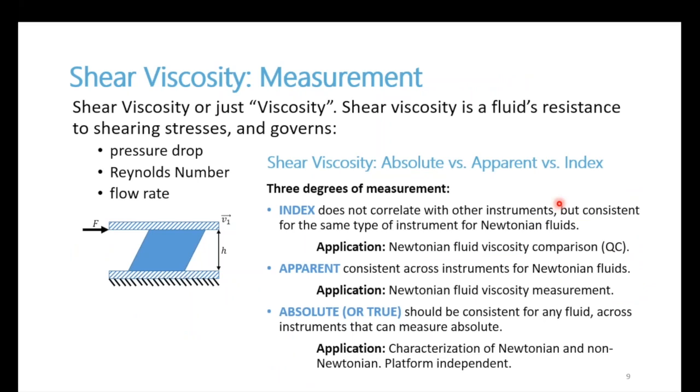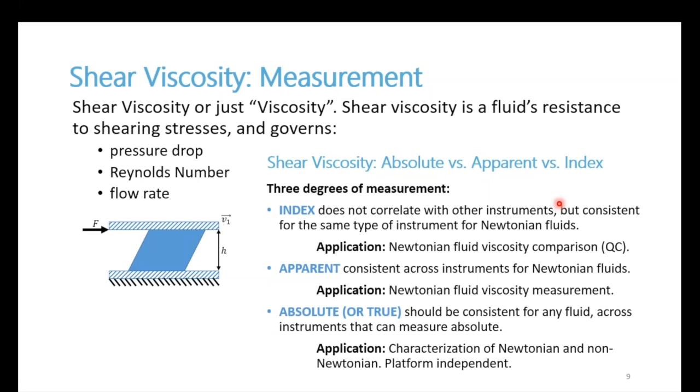So within shear viscosity measurement, even within dynamic viscosity measurement, we have different degrees of measurement, and that's very important because, as I mentioned, this is going to govern things like the pressure drop that you will have in a given system for your fluid. It will also determine the Reynolds number, so it will determine if you have flow instabilities or not. It will determine the flow rate and the shear rate. So this is a property that you really want to have a handle on if you are working with fluid systems.